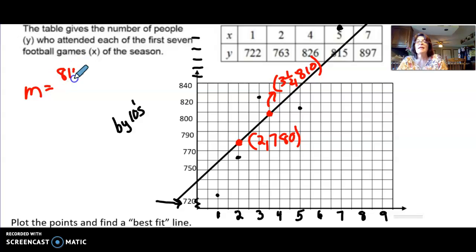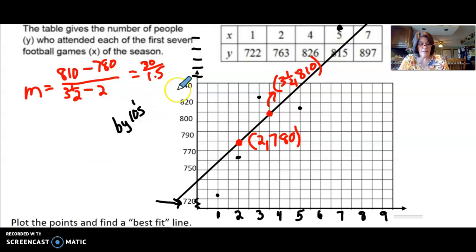So I'm going to take 810 minus 780. Okay. I'm going to take 3.5 minus 2. We'll do that on our calculators and see what we get. So we take 810 minus 780. We get 30. 3.5 minus 2, we get 1.5. We divide 30 by 1.5 on your calculator. Make sure you can do this, and we get 20. So our slope is 20.